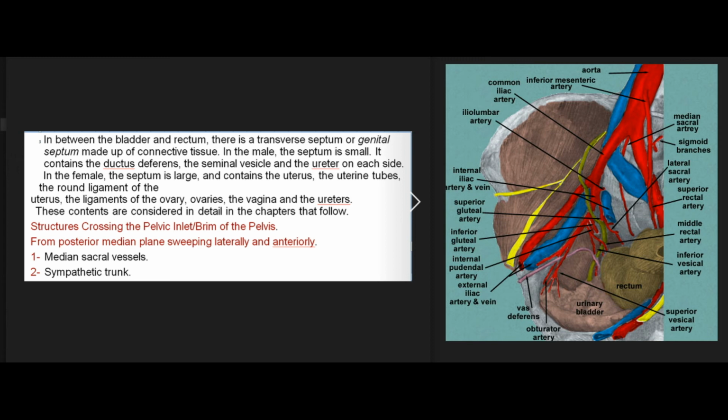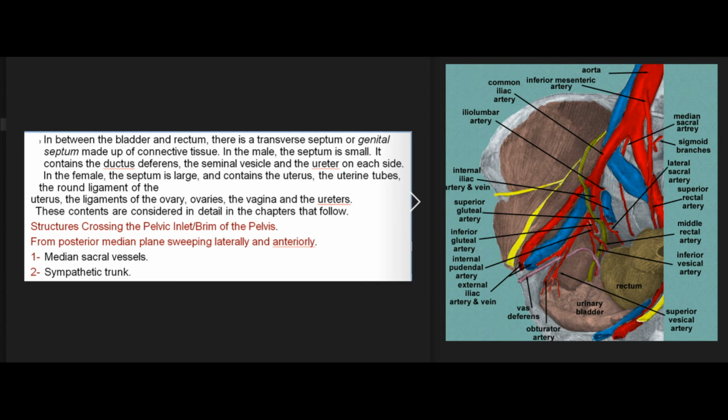It contains the ductus deferens, the seminal vesicle and the ureter on each side. In the female, the septum is large, and contains the uterus, the uterine tubes, the round ligament of the uterus, the ligaments of the ovaries, the vagina, and the ureters. These contents are considered in detail in the chapters that follow.